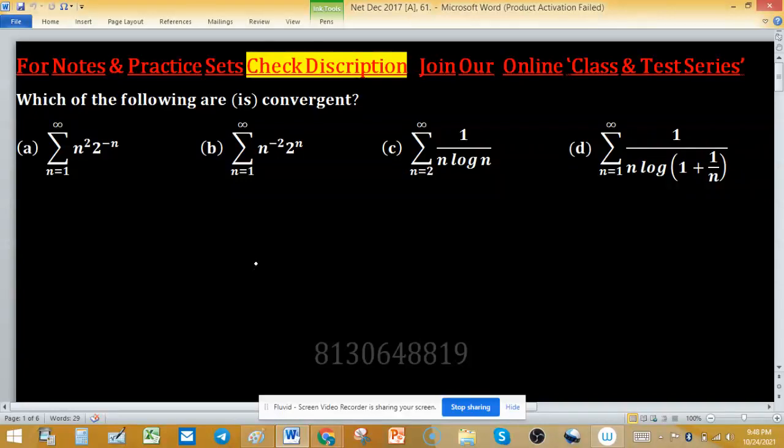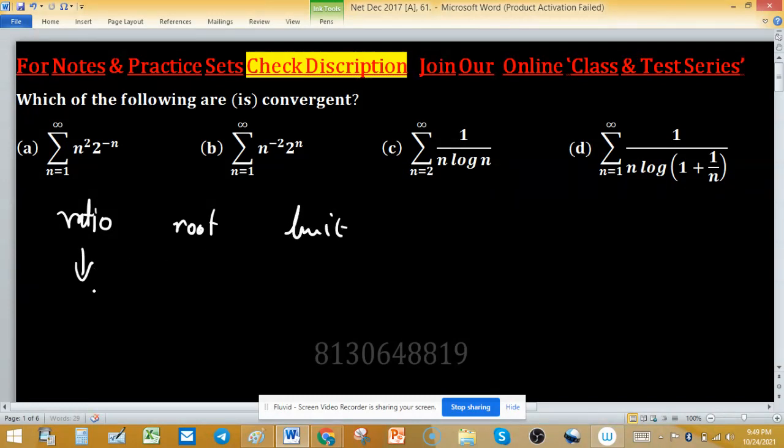Which of the following is convergent? Options are given to us, and we have to check the convergent series. In options A, B, C, D, you can see there are different series and we need to check convergence. To check convergence, we have many tests, but the most commonly used tests are the ratio test, root test, and sometimes the limit test.